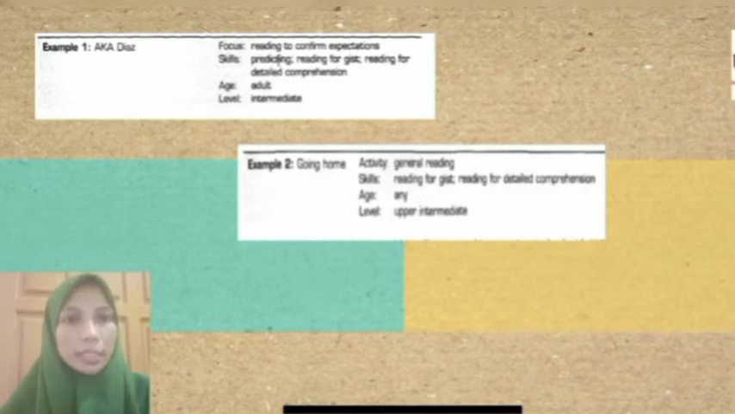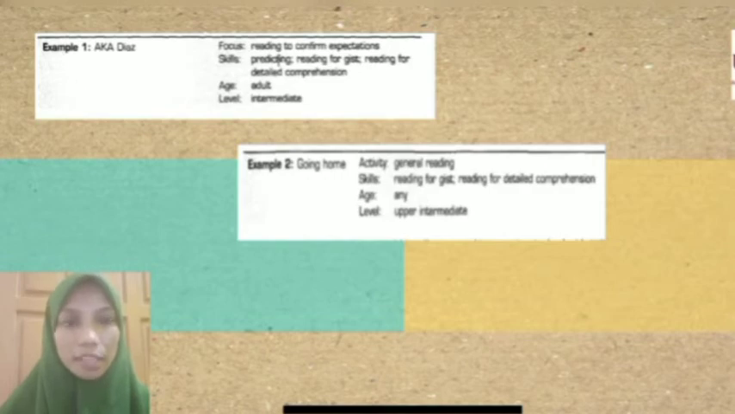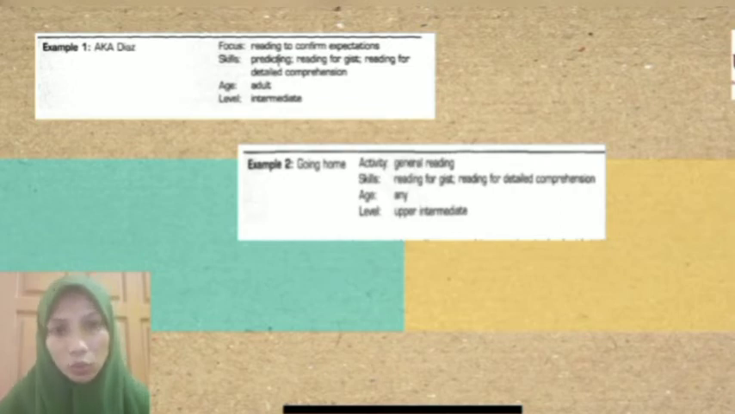Example 2. The activity: general reading; skill, reading for detailed comprehension; age, any; level, upper intermediate. Over 20 years ago, Michael Scott and his colleagues, working with university level ESP students in Brazil, designed a standard exercise which could be used by their students with any reading text. In their version, the questions were detailed and in Portuguese. For general English, we can use the same principle.